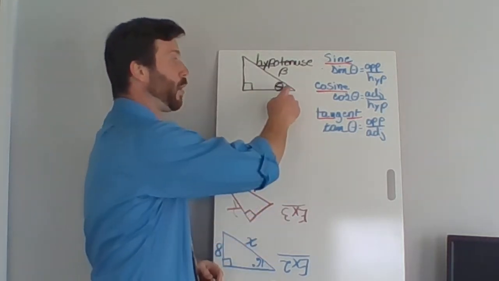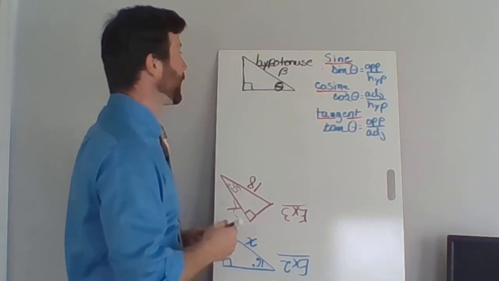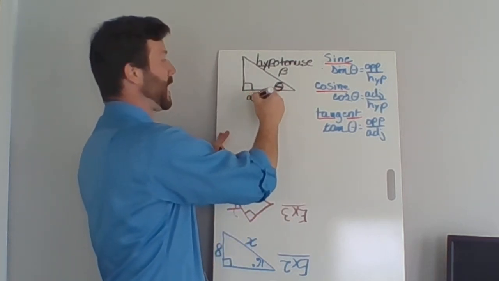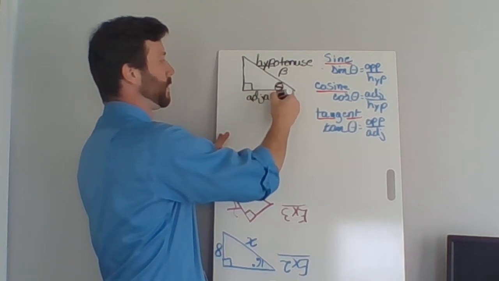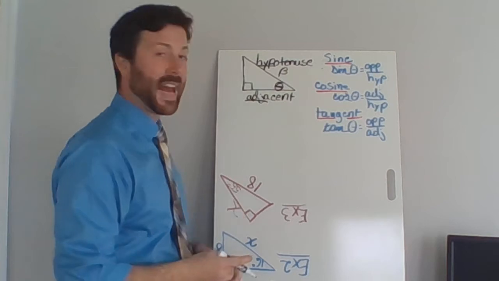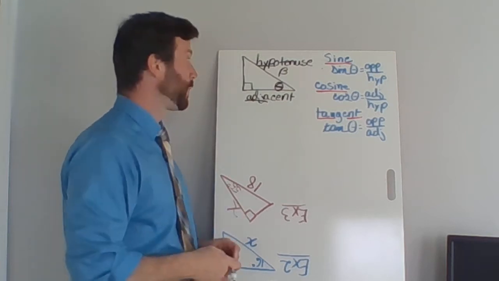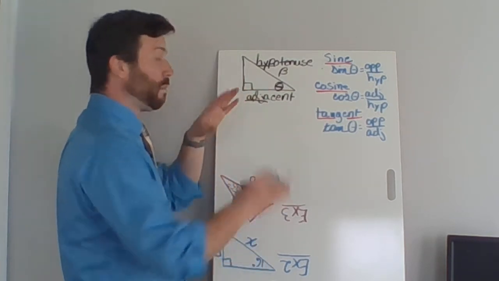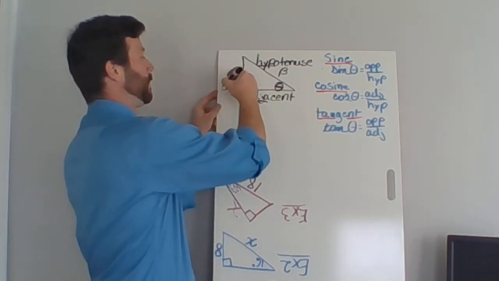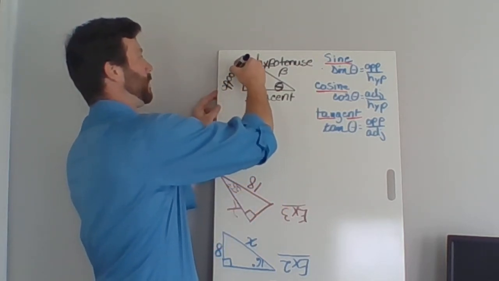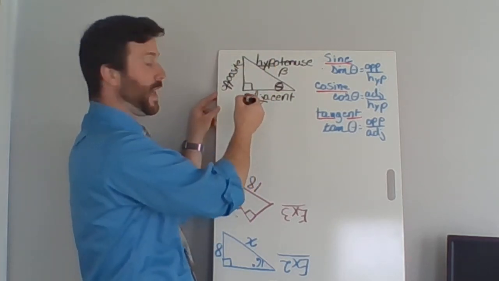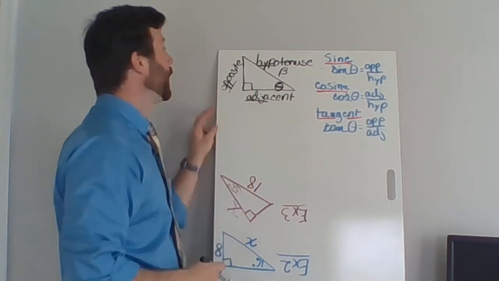Now, if I call this angle theta, this side right here, right next to it, is called the adjacent side. A lot of times we'll abbreviate that ADJ. This side over here, not even remotely close to it, is called opposite, or a lot of times we'll abbreviate that OPP.